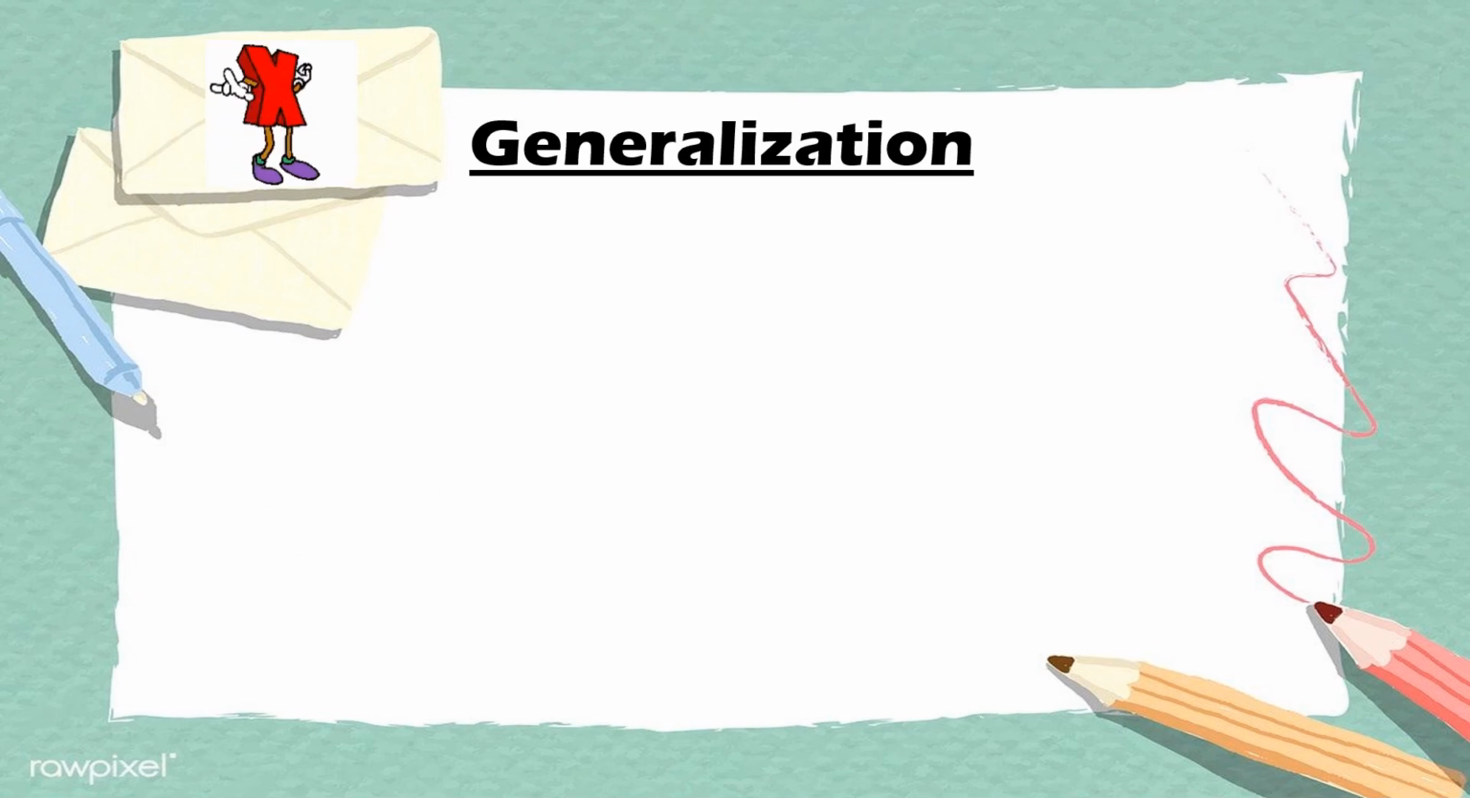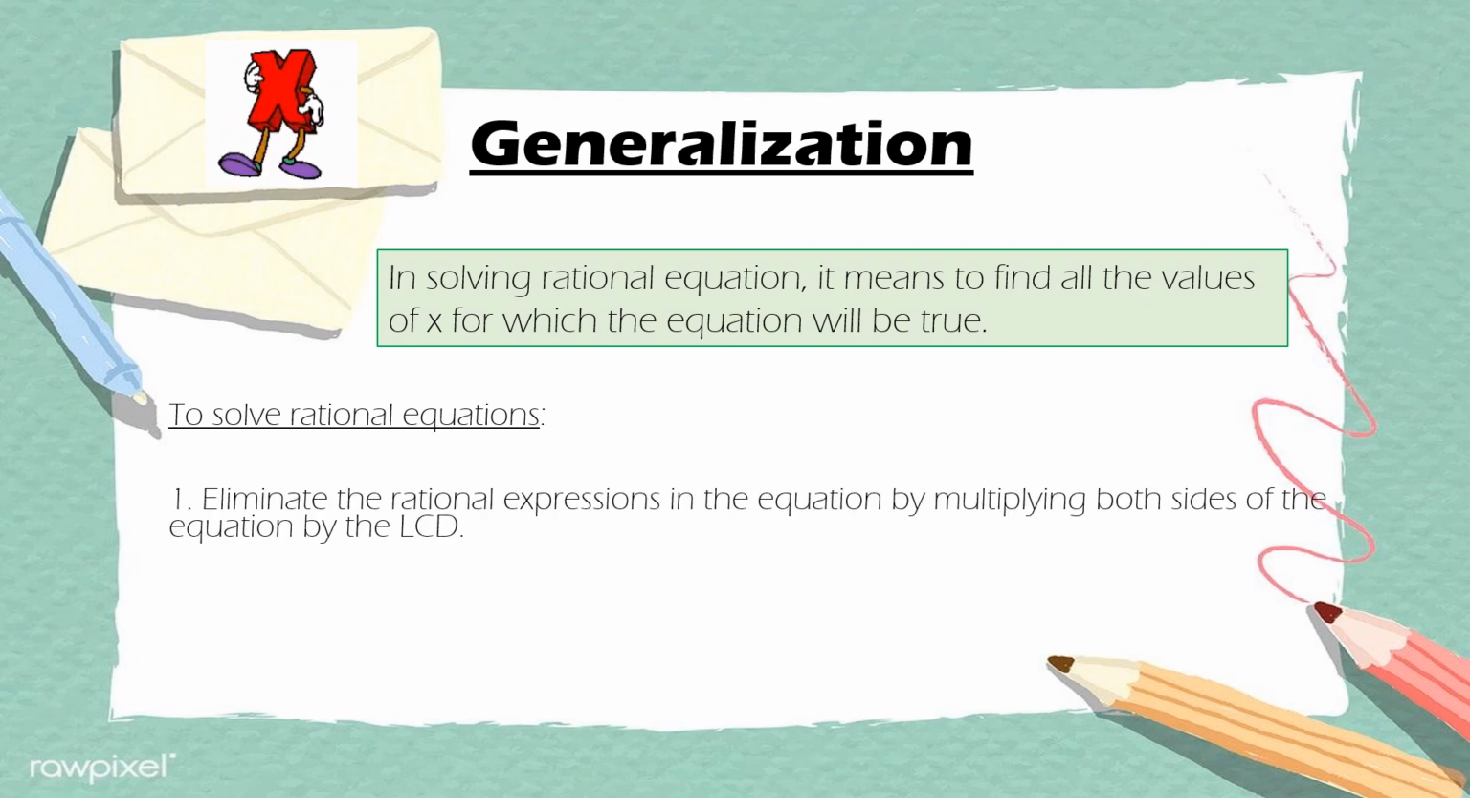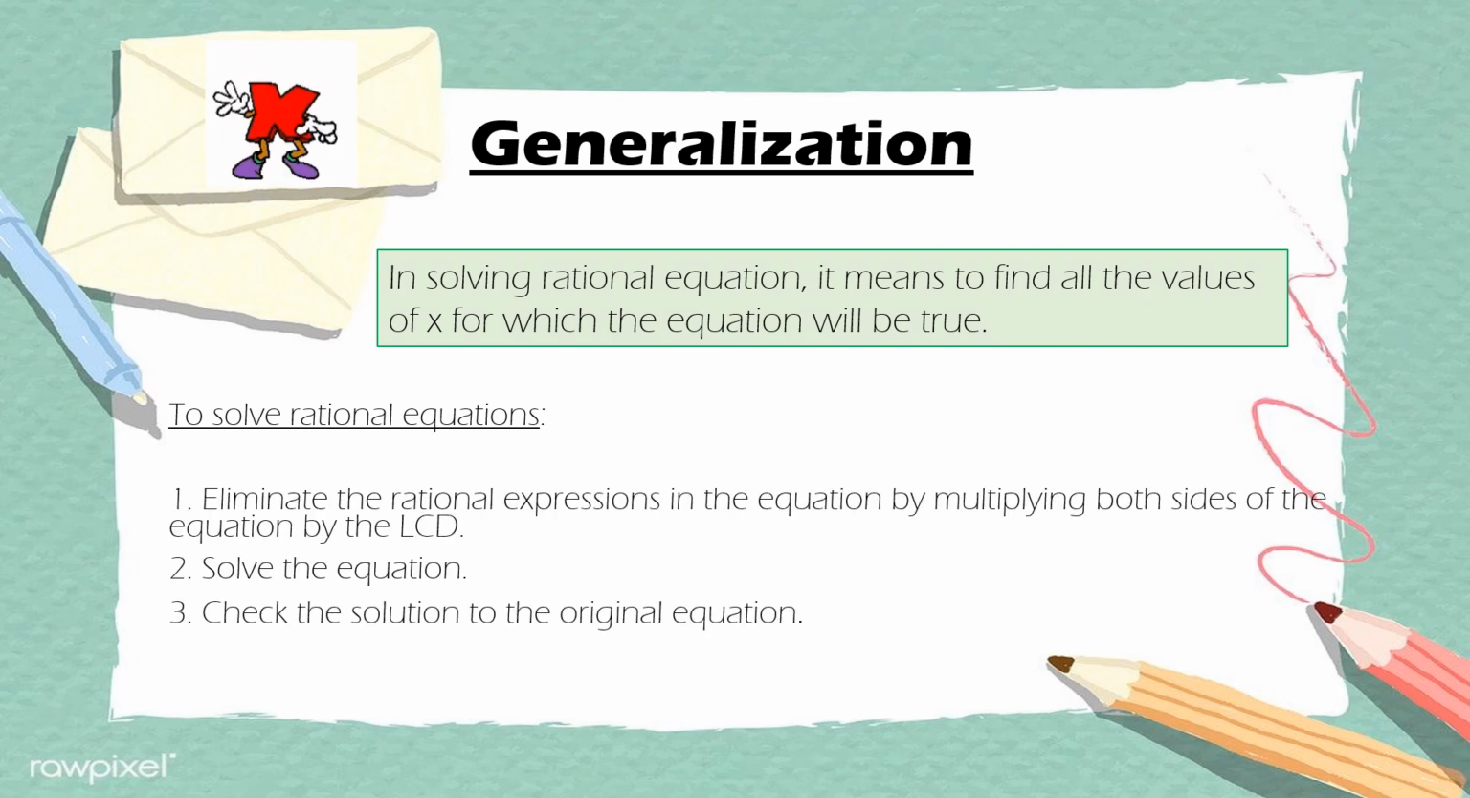So for the generalization, in solving a rational equation, it means to find all the values of x for which the equation will be true. And to solve a rational equation, we need to follow these important steps. So if your solution leads you to an undefined value, your solution is what we call an extraneous solution.